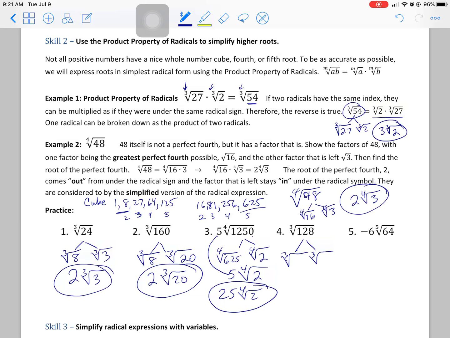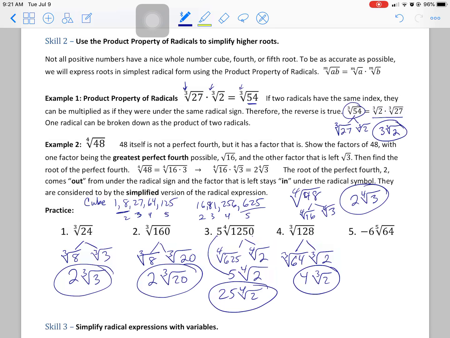Okay, so 128, let's see. Perfect cube, go back to my perfect cube list. 64 looks even, try a 64. 128 divided by 64 is 2. So 64 is the perfect cube of 4. There we go.